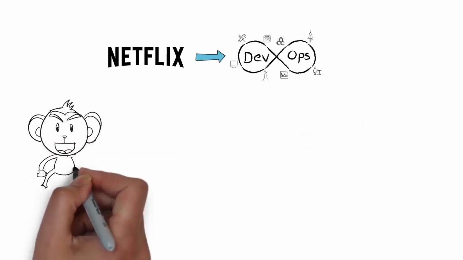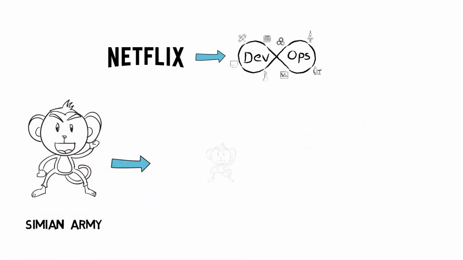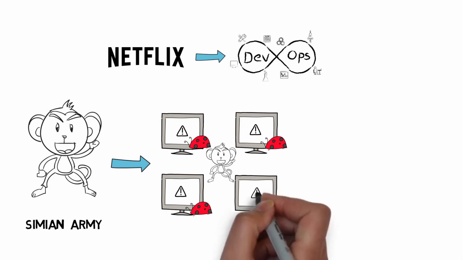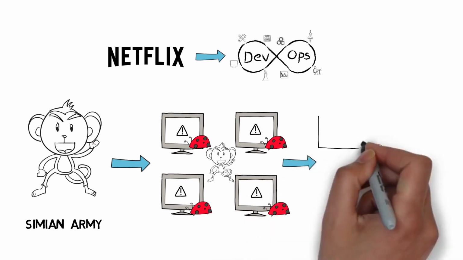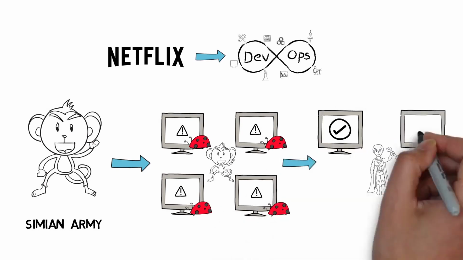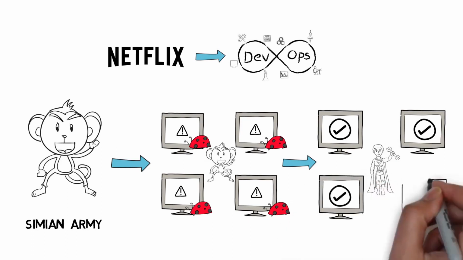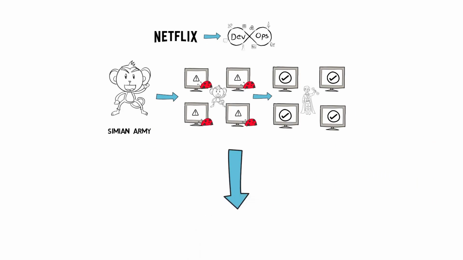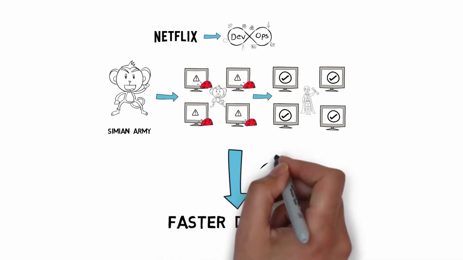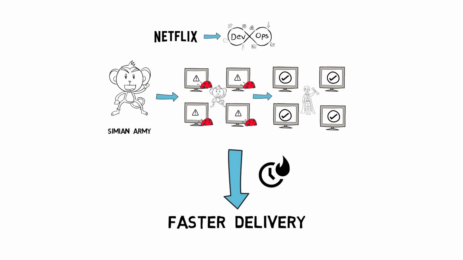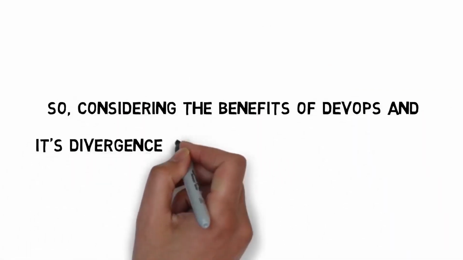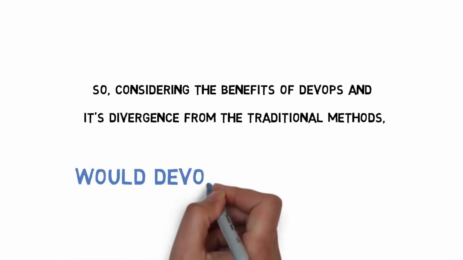They developed a tool called the Simian Army. This tool created failures and automatically deployed them in an environment that did not affect the users. The team would troubleshoot these failures, and this gave them enough experience to deal with any degree of collapse. With everything being automated and happening simultaneously, organizations can now deliver at a much faster pace. So, considering the benefits of DevOps and its divergence from the traditional methods, would DevOps be the future?